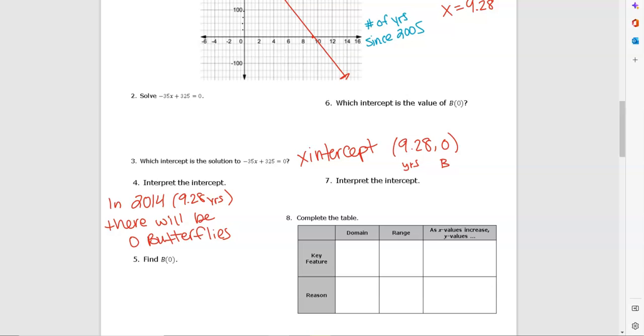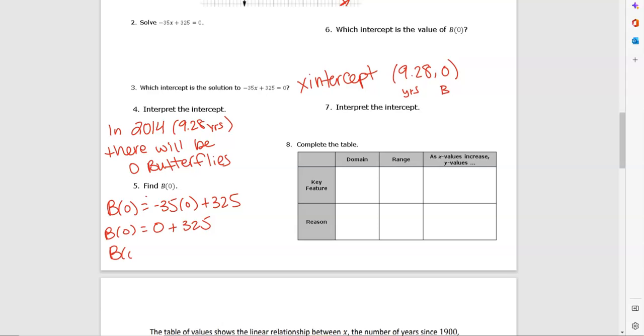All right, number 5 says find b of 0. So instead of b of x, we found b of 0. So what does that mean? I changed my x's in my equation to be 0 instead. Anything times 0 is 0. And what's 0 plus 325? 325. Okay, so that's the solving.